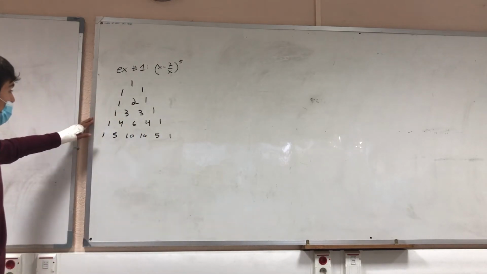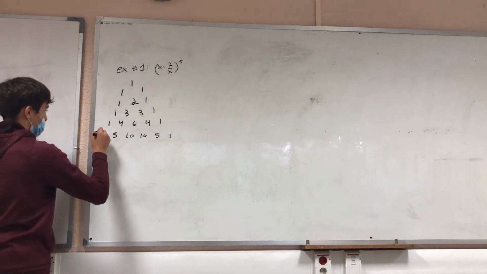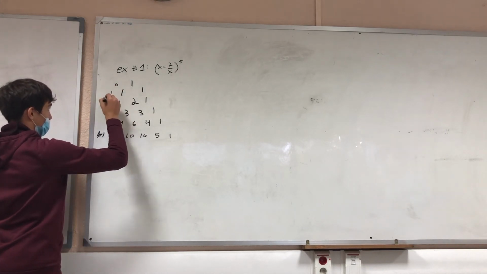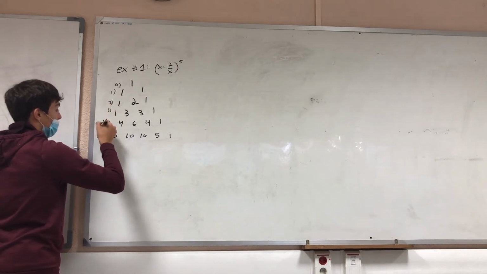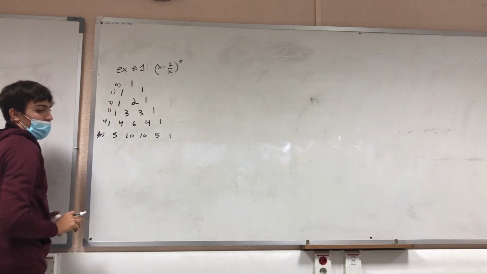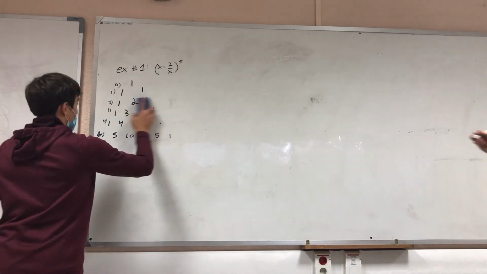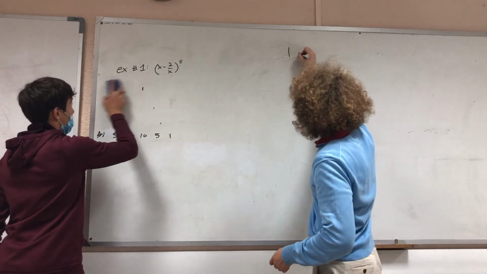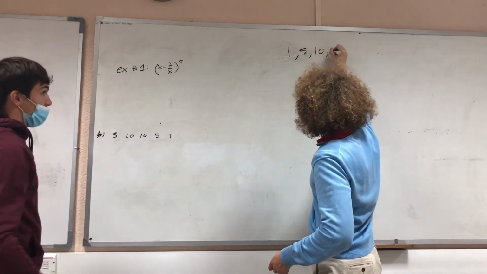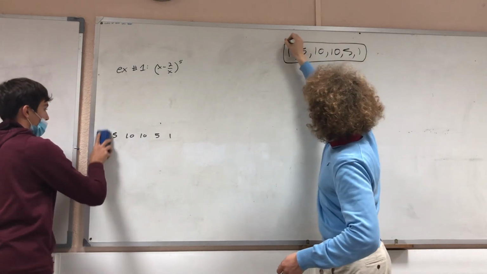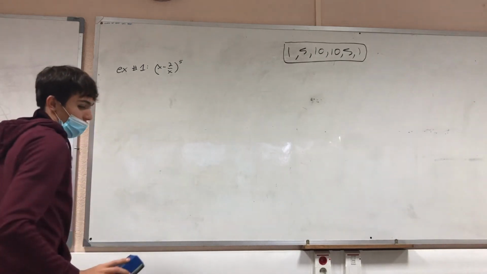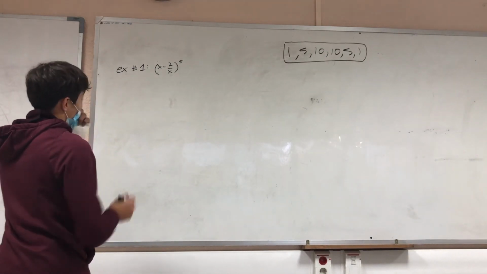Does everyone see how I got that? Because this right here, this is the row that we want, right? Because if this is the 0 row, 1, 2, 3, 4, 5. Ta-da. So this is the row we want. Everything above this doesn't matter. And so the coefficients we want are 1, 5, 10, 10, 5, and 1. So now that we've established what we want and our coefficients, let's get to the problem.